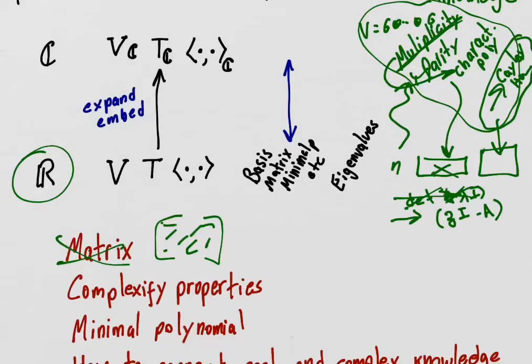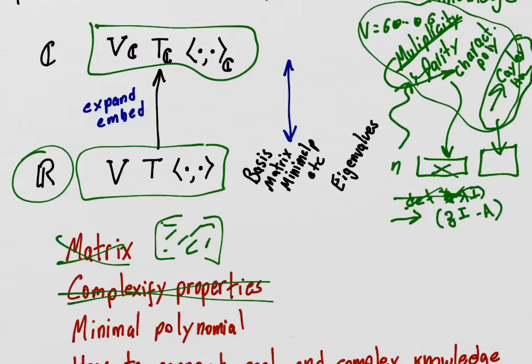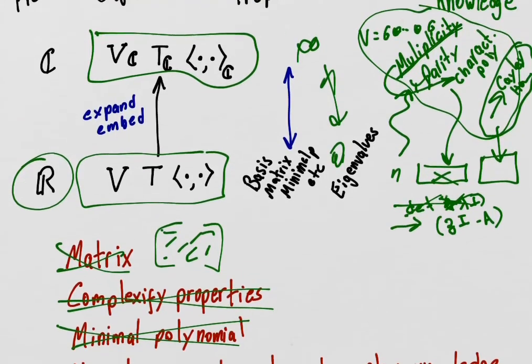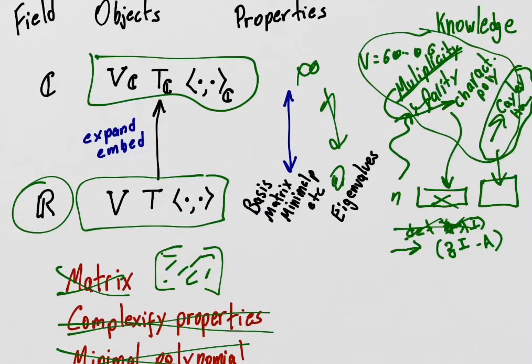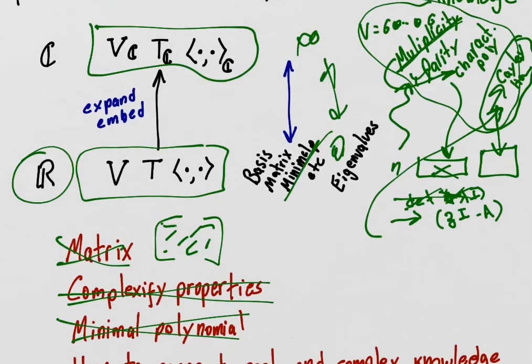Also, we don't complexify properties of operators or spaces. The operators exist. The spaces have their properties. What we do is we complexify the object, and then we relate the properties of the complexification with the properties of the original object. Another thing is we did not introduce the minimal polynomial today, and we did not say anything about it in today's lecture, except for the fact that it divides the characteristic polynomial. The minimal polynomial was addressed in the previous lecture.